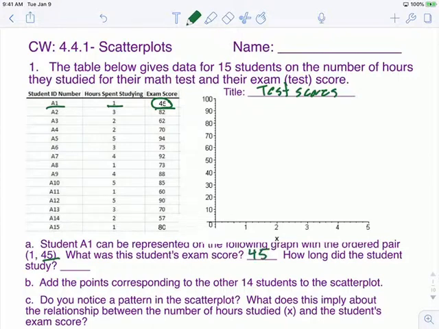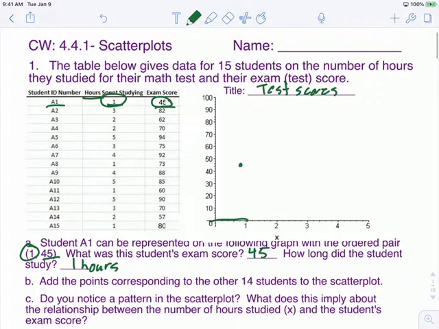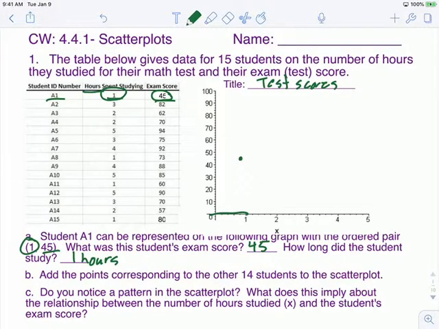Then it says, how long did the student study? Well, that's where the 1 comes from, right there. So they studied for 1 hour, because that's what it says here, hours. So we can add this point to our graph and just go over to the 1, then go up to 45. So that's probably roughly right about there. And it says to go through and add points corresponding to the other 14 students to the scatter plot.